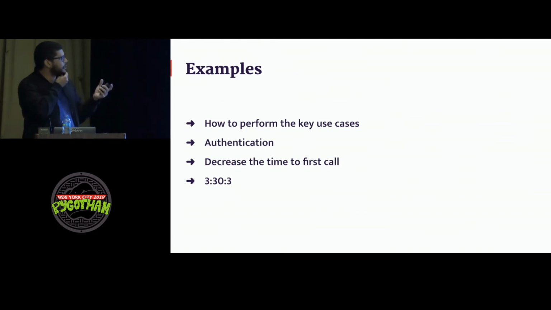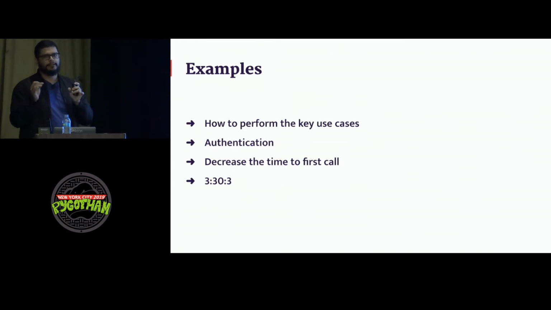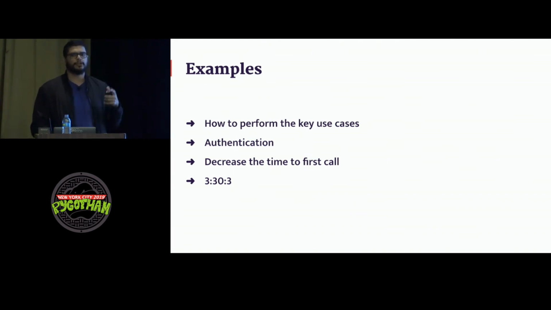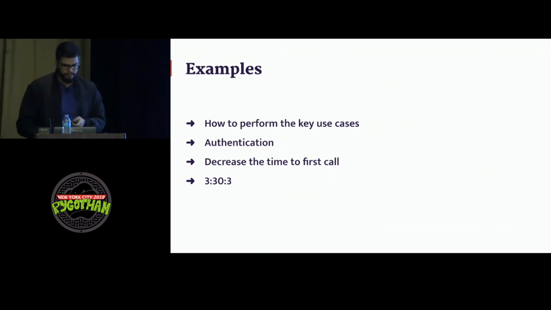And with all that, you can decrease the time to first call. That's the time the user takes from discovering your API to doing the actual first call on it. And there is this rule, 3:33, which means 3 seconds to understand the purpose of your product, 30 seconds to read how to use it, and 3 minutes to do the first call. This is a great rule to follow when you're designing your API docs.